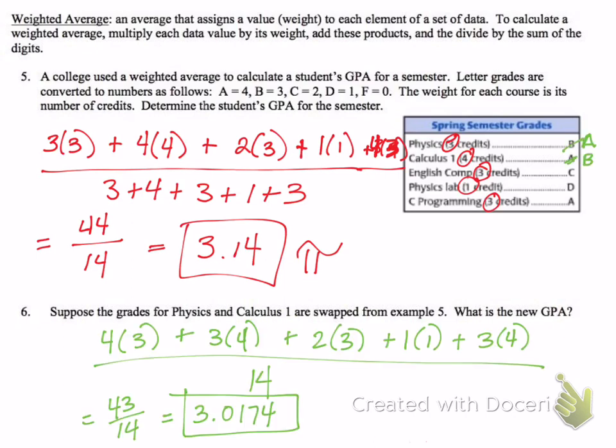Okay, so whenever the grades were switched, like A and B, physics and calculus, these two changed. So now you have 4 times 3, because in physics, 3 credits, grade of A, and then calculus 4 credits, but a grade of B, so 3 times 4. So that would be your new GPA.